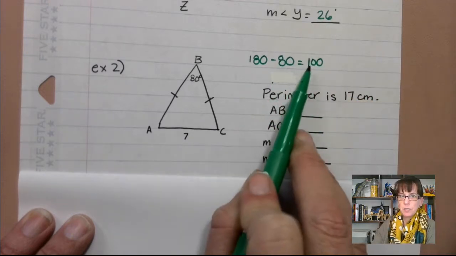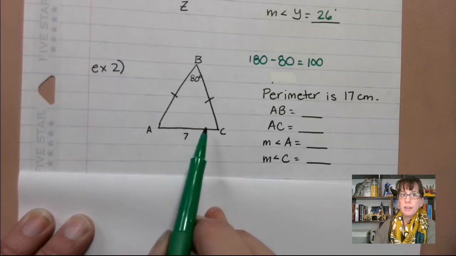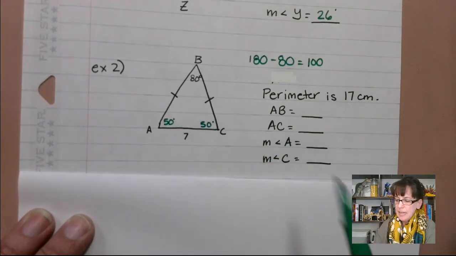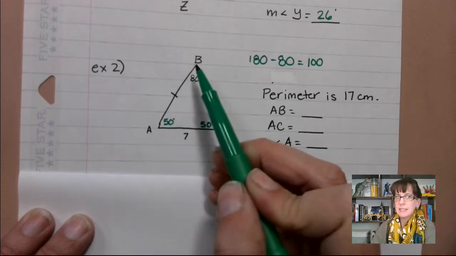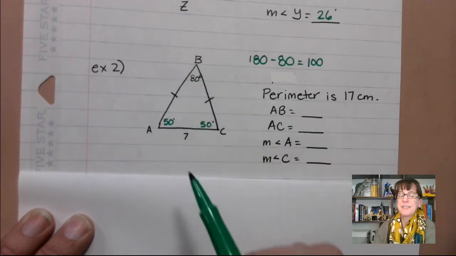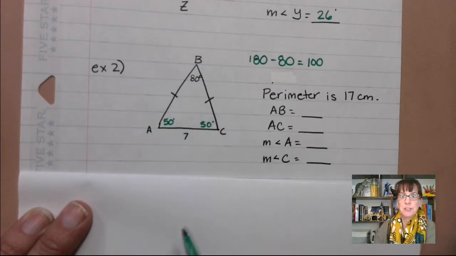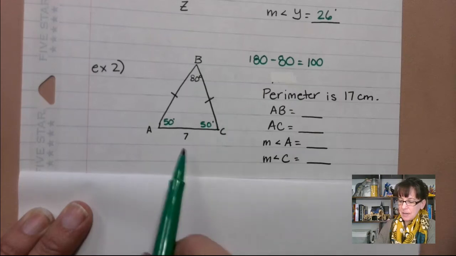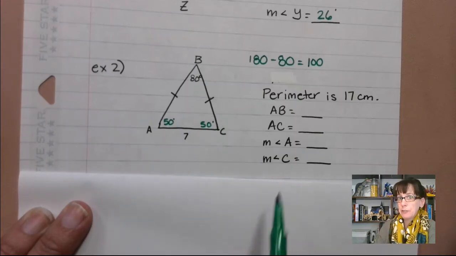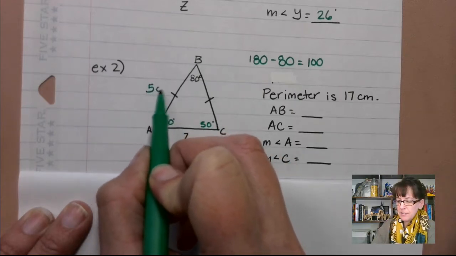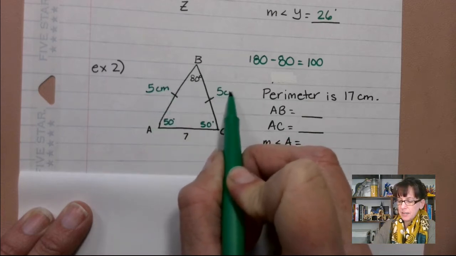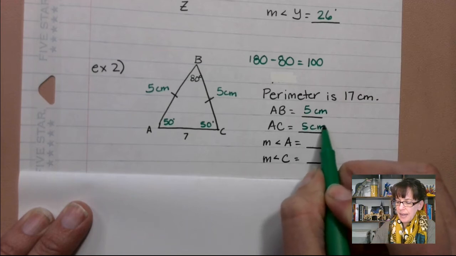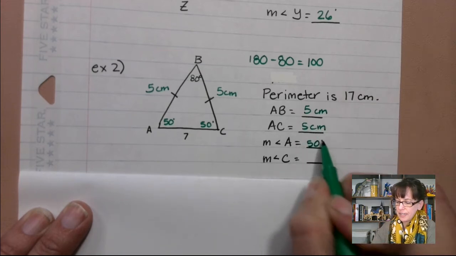And we have to split those degrees evenly between these two angles because they're going to be the same. So that means this is 50 degrees and this is 50 degrees. Now, we know the perimeter of this triangle is 17 centimeters, right? So that means that these two sides have to be the same. Well, if this is 7, that gives us 10 left over. So this is going to be 5 centimeters and this is going to be 5 centimeters. So we know that our sides are 5 centimeters and we know our angles are 50 degrees.